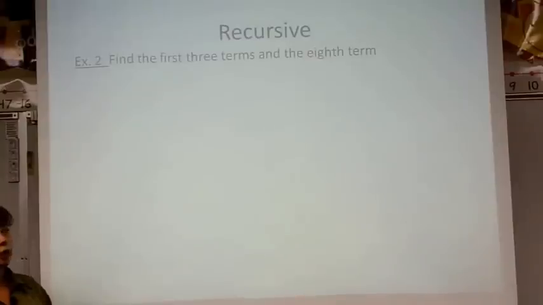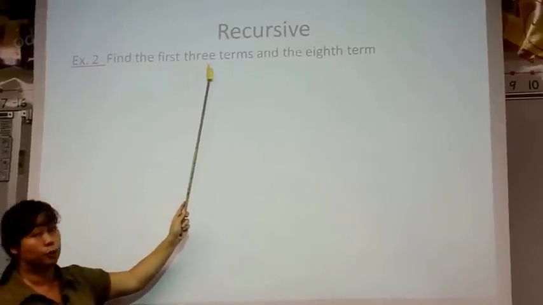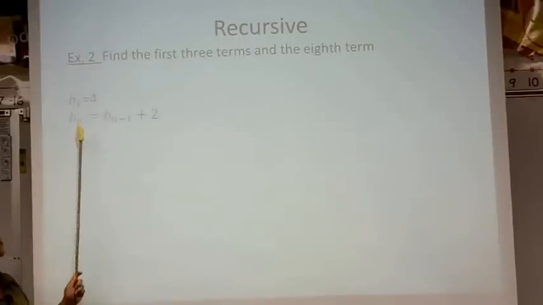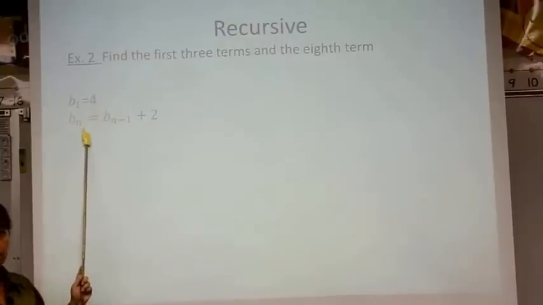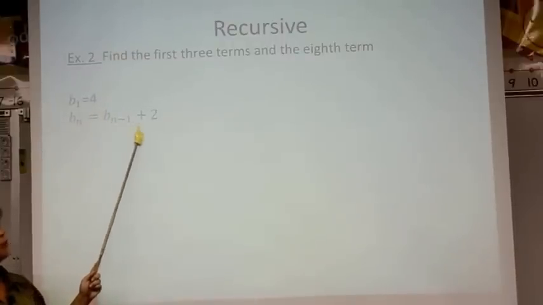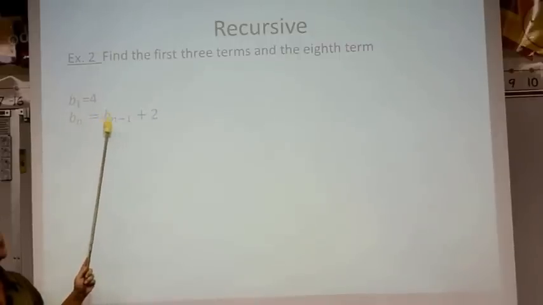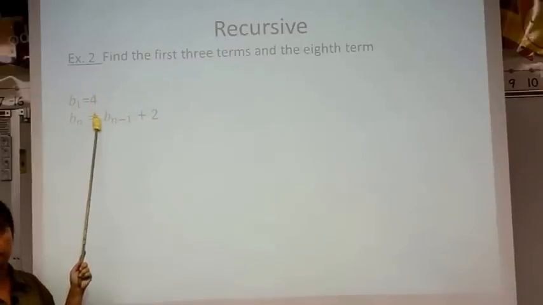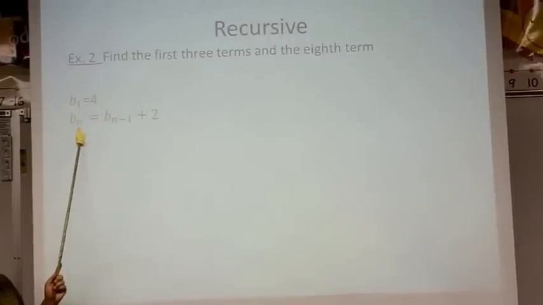Now let's talk about the recursive. With the recursive, we're going to find the first, second, and third terms, and also the 8th term. I need to start off with the formula, which is a1, or in this case b1, equal to 4. They also gave us a formula: b_n equals b_(n-1) plus or minus something, and in this case it's plus 2. Notice that recursive always uses n minus 1, because you're always going to use the previous number. If I'm asked to find the first three terms, I already have term number 1, because b1 is equal to 4. So I'm going to look for the second term, and I'm going to put in 2 for the n.